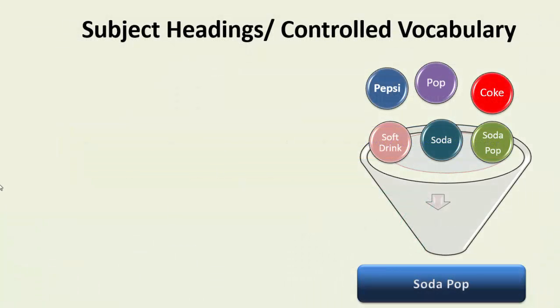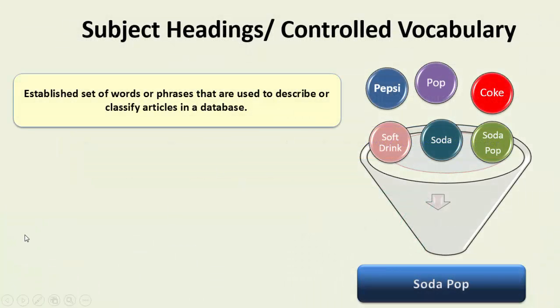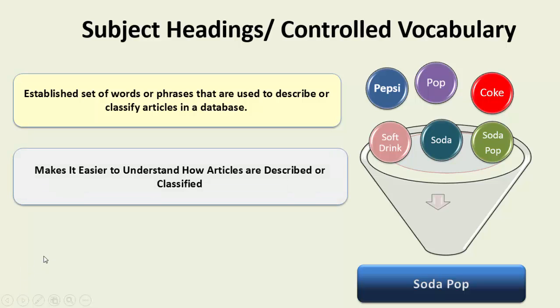Controlled vocabulary or subject headings are just an established set of words or phrases that are used to describe or classify articles in a database. What they do is they make it easier to understand how articles are described or classified.